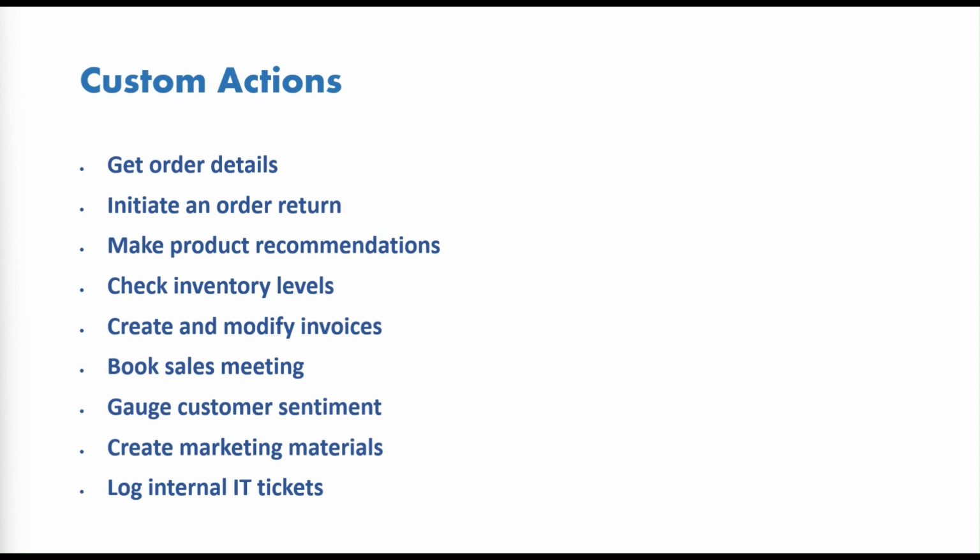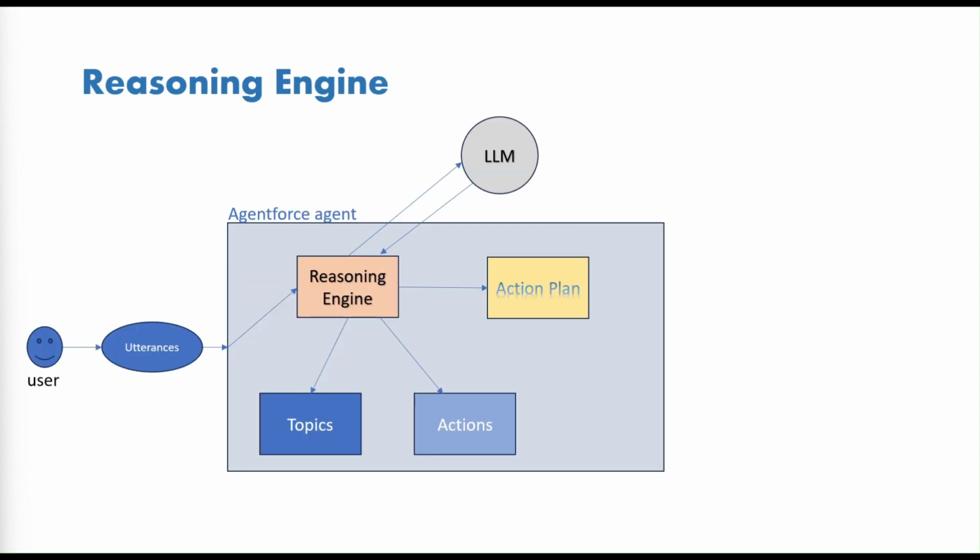Now let us take a look at what Reasoning Engine does. How does the assistant know when to launch a topic? This is where Reasoning Engine comes into play. The Reasoning Engine orchestrates how an agent launches topics and actions during a conversation to accomplish a task. When an agent is triggered, or when a user asks a question or makes a request, the Reasoning Engine works with the LLM behind the scenes.